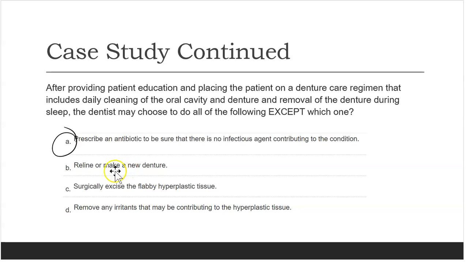It is A. It is highly unlikely that a dentist would prescribe an antibiotic for hyperplastic tissue. Instead, the dentist would do all the other things: make a new denture or fix the denture because it doesn't fit the client. If there is excess flabby tissue, he could surgically remove it. And if there are any irritants around the hyperplastic tissue, he would remove all those irritants. But he would not prescribe an antibiotic. That's the last thing he would do. He would definitely do all these things that I mentioned here.